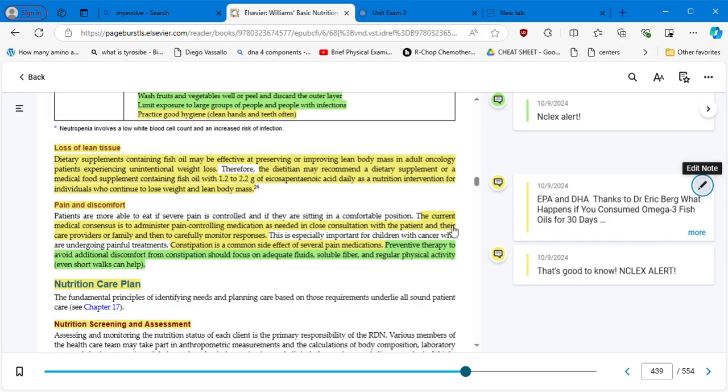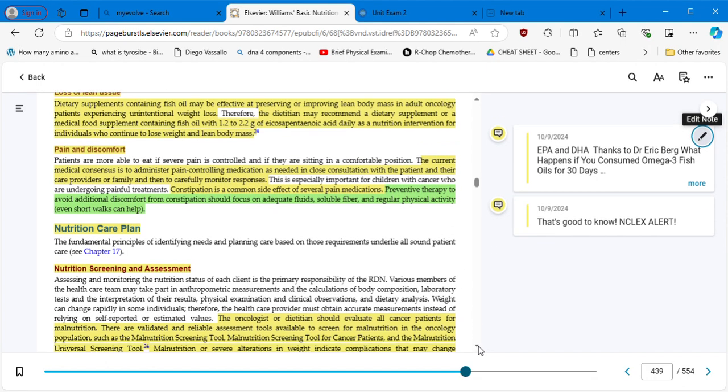Pain and discomfort. The current medical consensus is to administer pain controlling medication as needed in close consultation with the patient and their care provider. But consider that constipation is a common side effect of several pain medications. So preventive therapy to avoid additional discomfort from constipation should focus on adequate liquid fluids. We know that. Soluble fiber and regular physical activity. Those are the triad, the three components for preventing constipation: fiber, fluids, and regular physical activity.